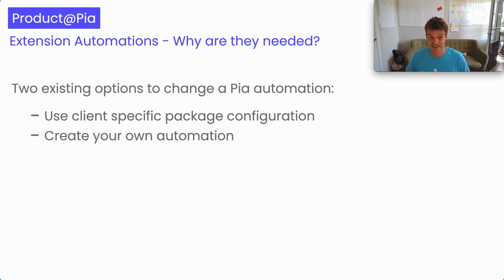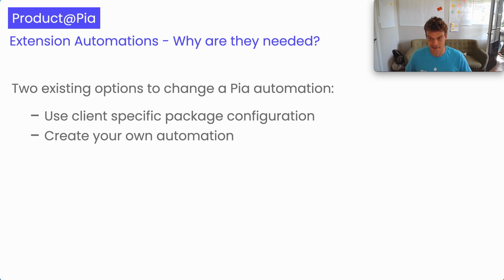So why are they needed? Well, the way things are for a partner currently, there are two existing ways that you can change how a Pia automation runs. You can go in and use some of the predefined configurations we've set and set them on a client-specific basis, so do slightly different executions for a client, but these are all things that we've had to think of up front and predefine. Or if you want to be really custom, what you have to do is start from a blank piece of paper and create your own automation.